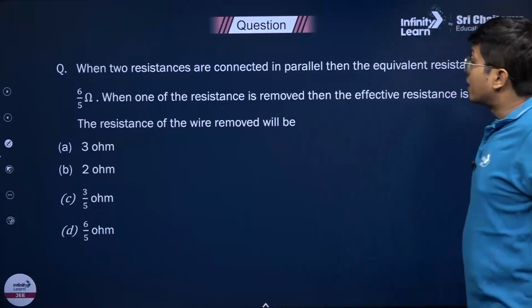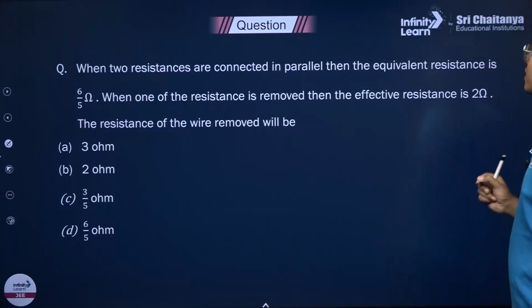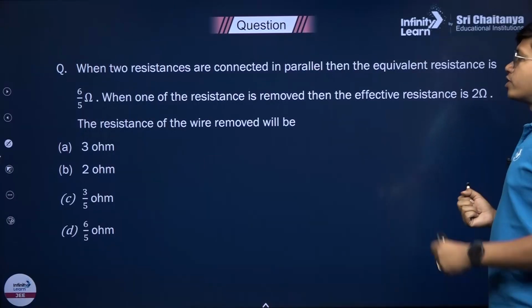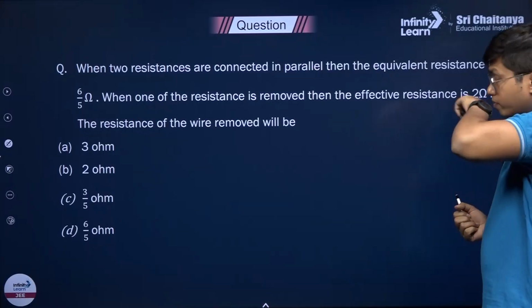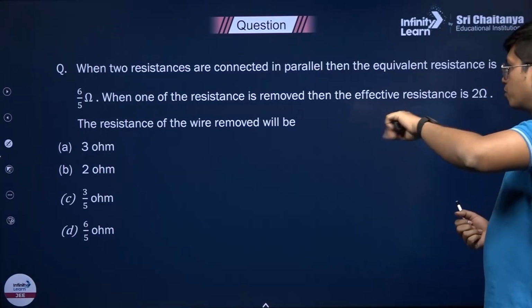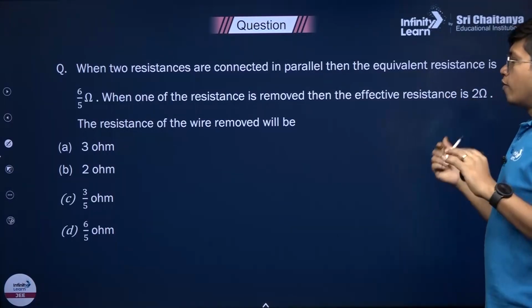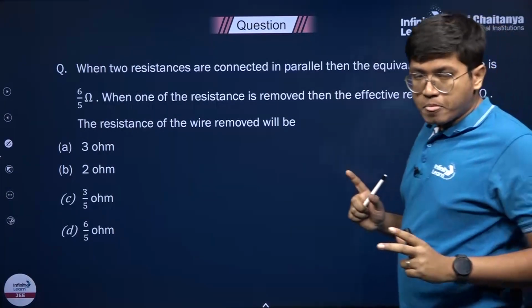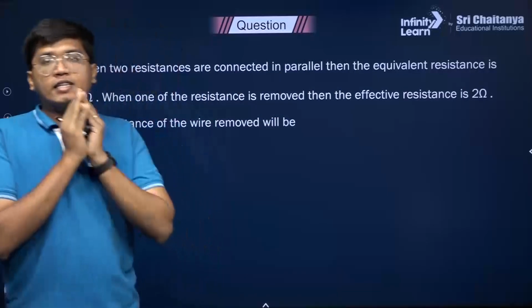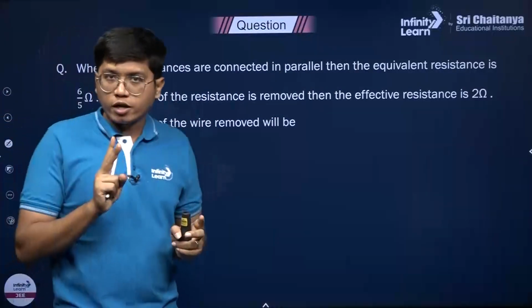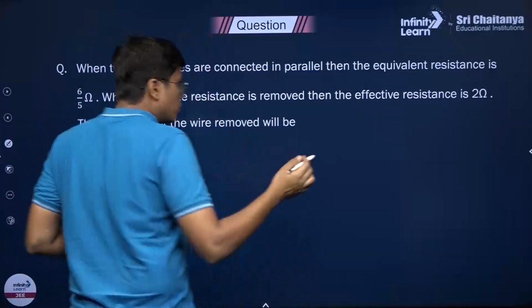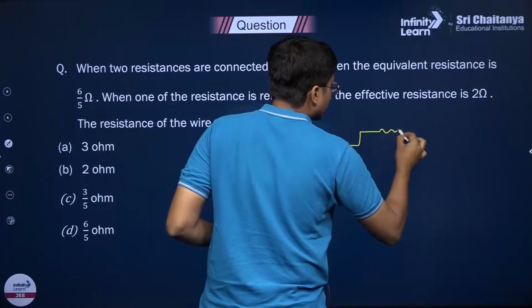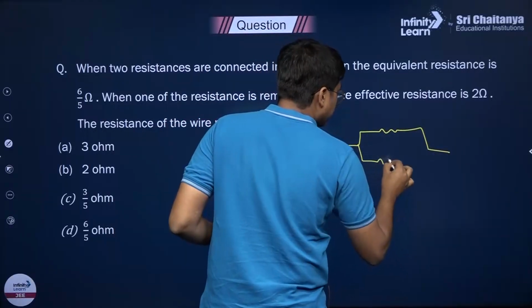Next question. It says when two resistances are connected in parallel, then the equivalent resistance is 6 by 5 ohms. When one of the resistances is removed, then the effective resistance is 2 ohms. We need the resistance of the removed wire. So let's assume originally that the two resistances are R1 and R2. Let's draw it out here. We have them connected in parallel.